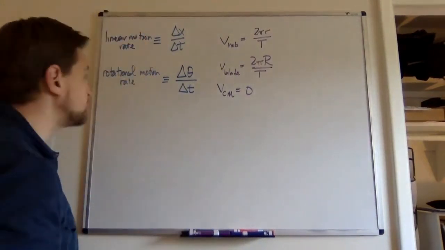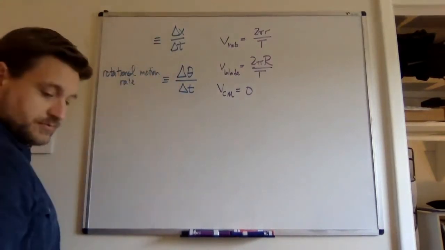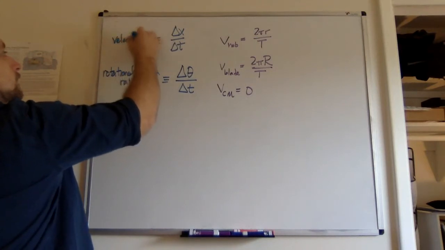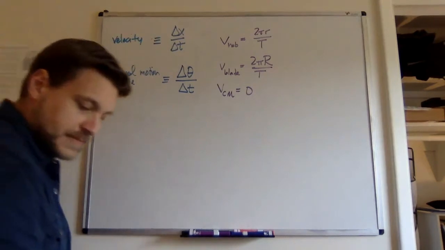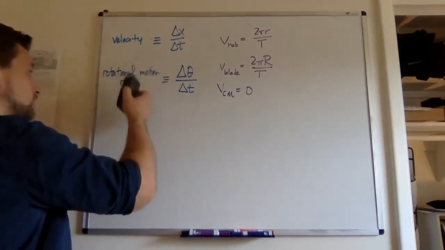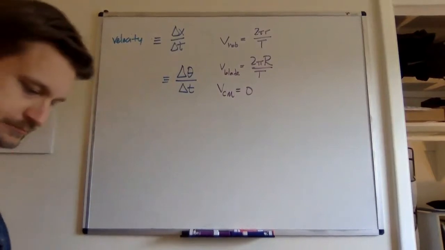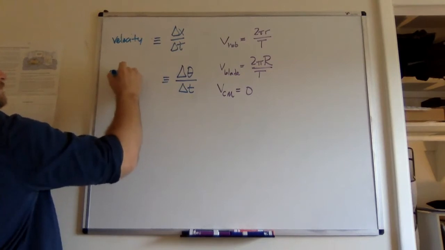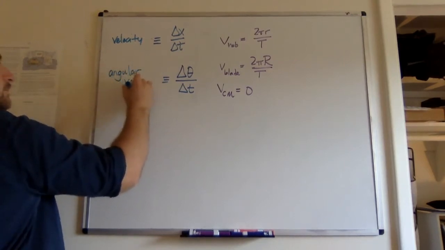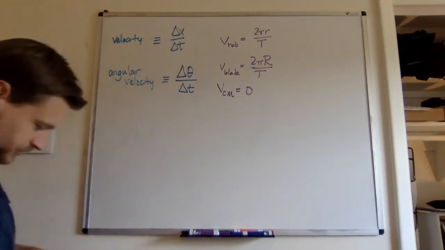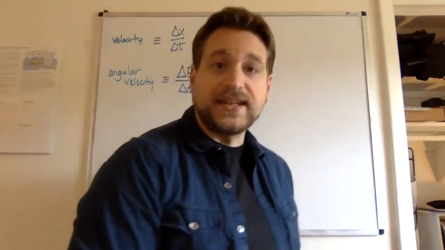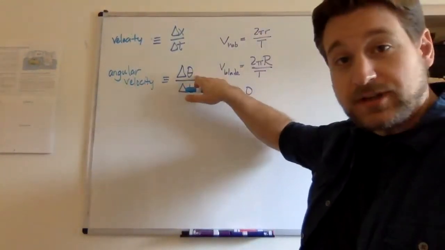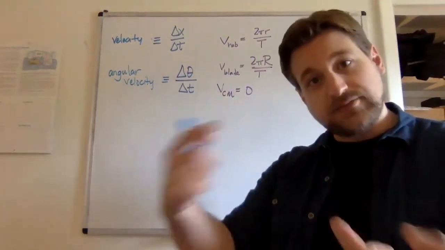Let's put the actual names back on this stuff. Linear motion rate we call velocity. And rotational motion rate, now that we're here in chapter 9, I'm going to define as an angular velocity. Angular because we're talking about angles, velocity because it's a rate of change over time.